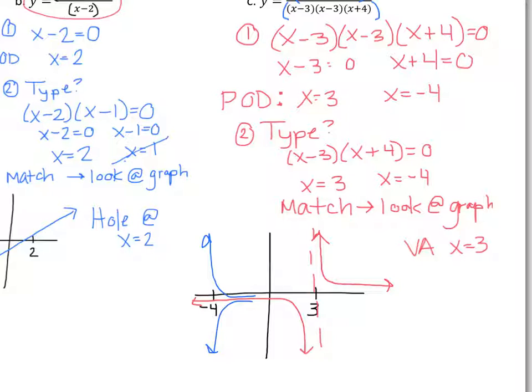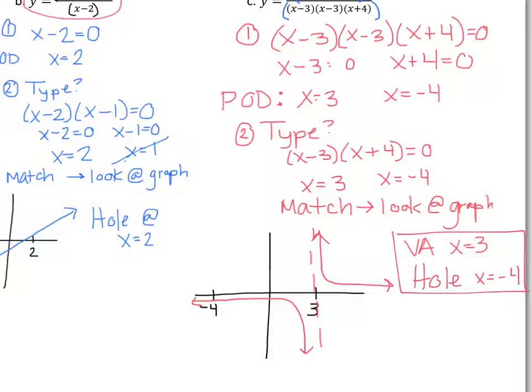Well, I was trying to get it to let me undo those blue arrows, but I'll just have to erase it. Okay, so hole. We can just say hole x equals -4. If it's not an obvious vertical asymptote, then it must be a hole.